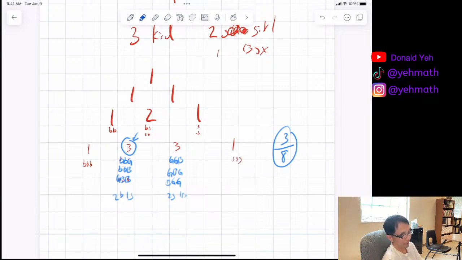And you can have a 1 out of 8 chance, 12.5%, to get 3 boys or 3 girls. I think it's super cool.